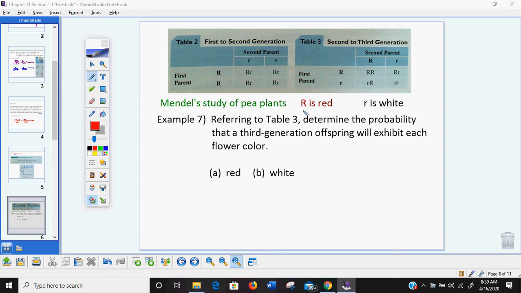Now that's a dominant trait. So it wins when you have a capital and a lowercase. This one will dominate and it will be red. If you see a little r, it's white.